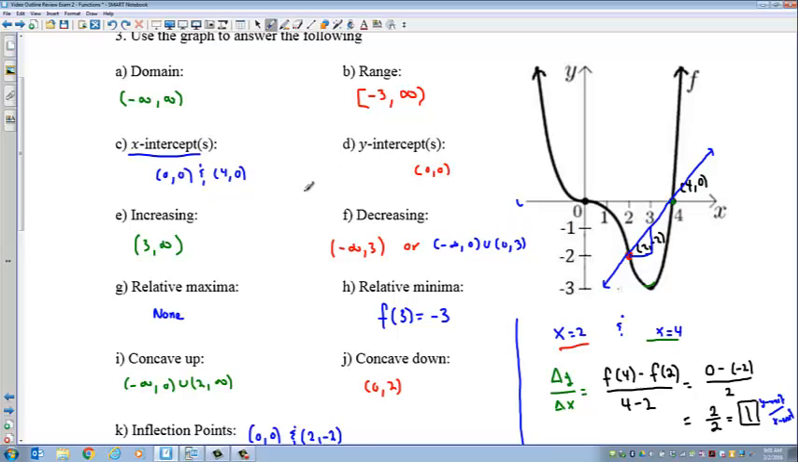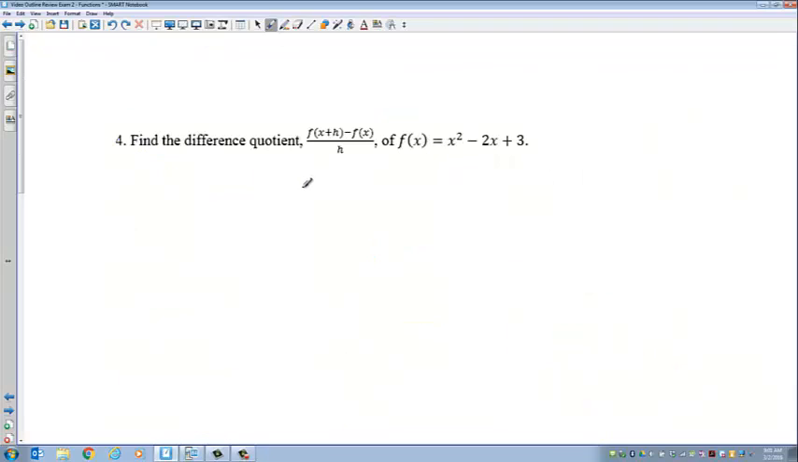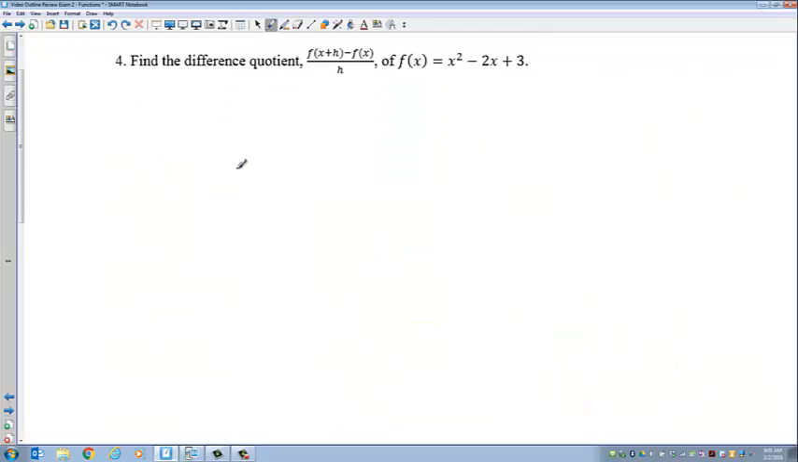Let's take a look at the next question now. So the next question involves this idea of difference quotient. And this can be a bit tricky, so you want to try to follow along the best you can. And so here's the difference quotient. We don't need to memorize it. It'll always be given to us. So f of x plus h minus f of x, all divided by h.